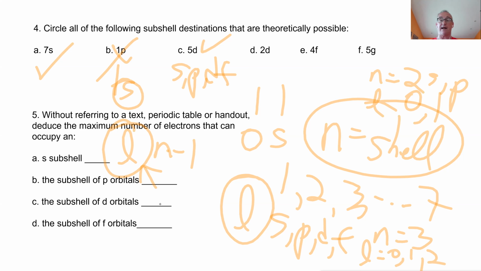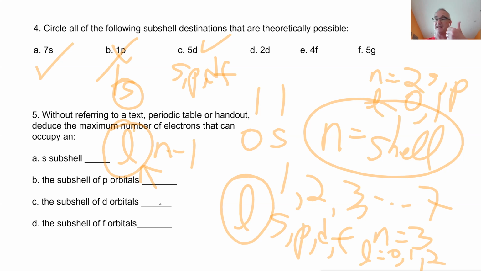So here, I'll ask you right now. With 2D, is that possible? Think about what value of L it is for D. I would say no, because N minus 1, so 2 minus 1 is 1, and that would only give me either S or P. That's exactly right. Very good.